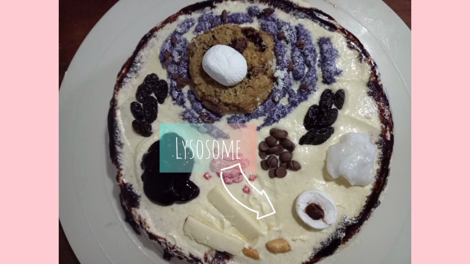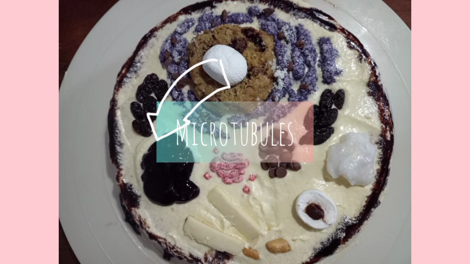Lysosomes are known as the suicide bags of the cell since they contain enzymes capable of digesting cells and unwanted materials. This is the site for digestion, excretion, and cell renewal. I use marshmallows since it's already round in shape and has this chocolate filling which can portray the inside of the lysosome.